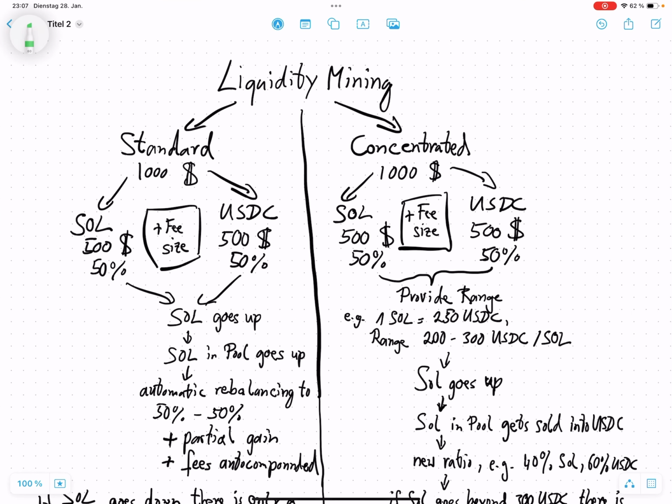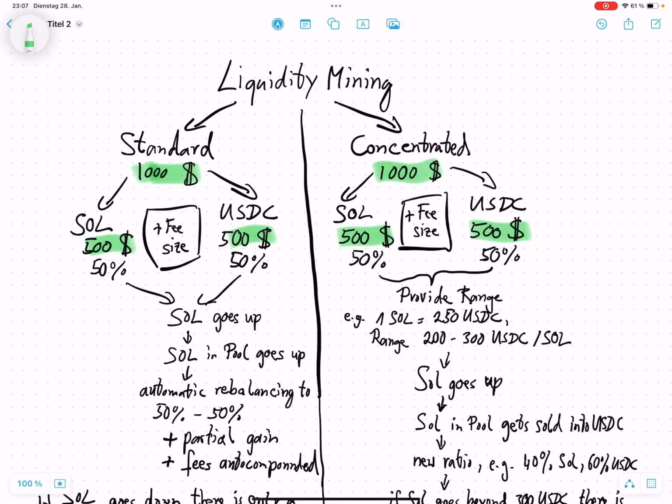So let's look at a very specific example. In this example, you provide $1,000 of liquidity into both pools, one into the standard liquidity pool, the other into the concentrated liquidity pool. That would be split exactly 50-50, so $500 worth of SOL and 500 USDC into the pool.